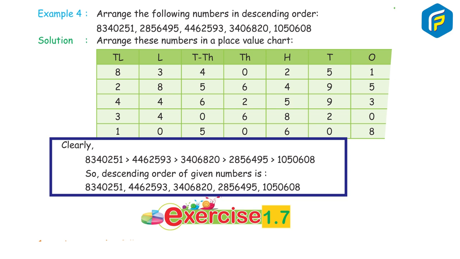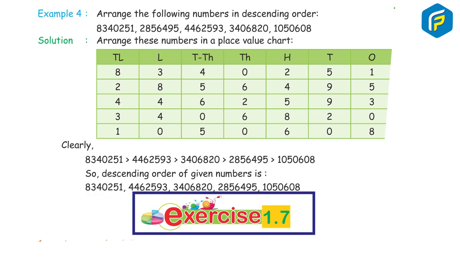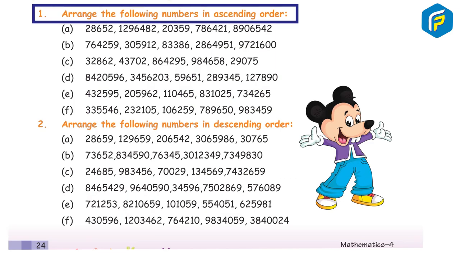83,40,251, 44,62,593, 34,06,820, 28,56,495, 10,50,608. Exercise 1.7. 1. Arrange the following numbers in ascending order.